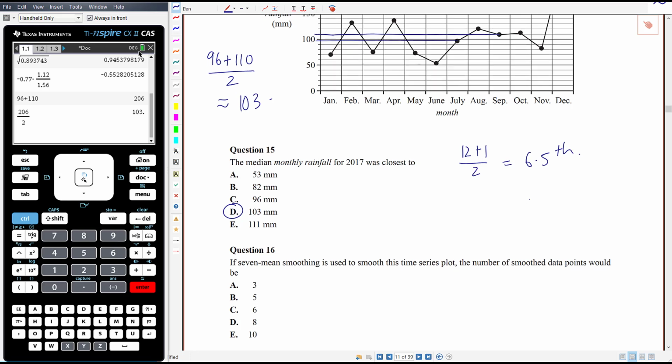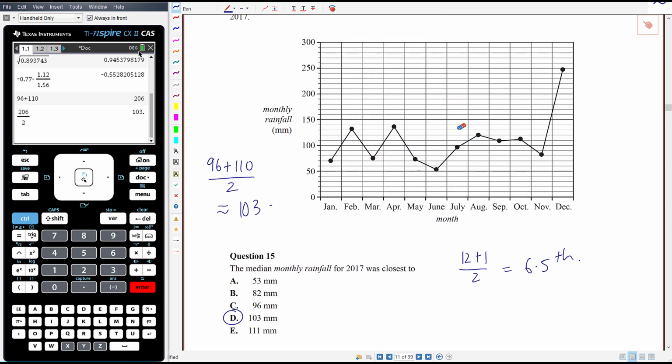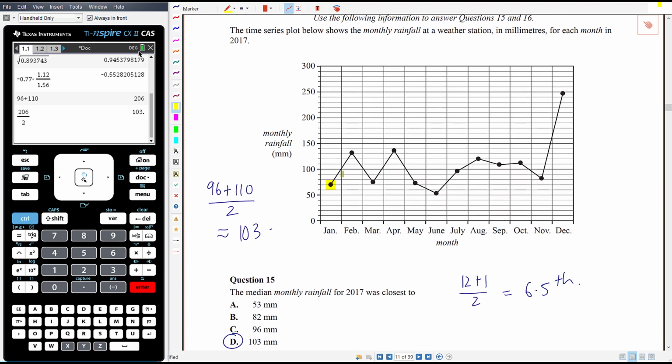Okay, question 16. If 7 mean smoothing is used to smooth this time series plot, the number of smoothed data points would be. Okay, so for 7 mean smoothing, we would need 7 mean or median, it doesn't matter, but 1, 2, 3, 4, 5, 6, 7. So that means that the middle of those 7 is this fourth one here, April.